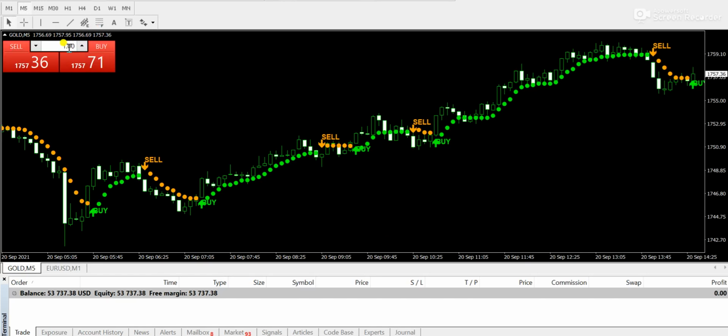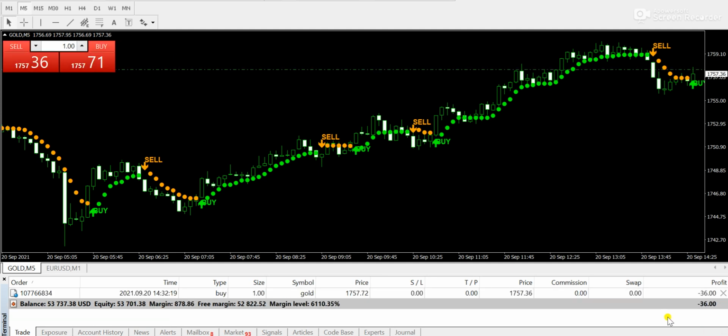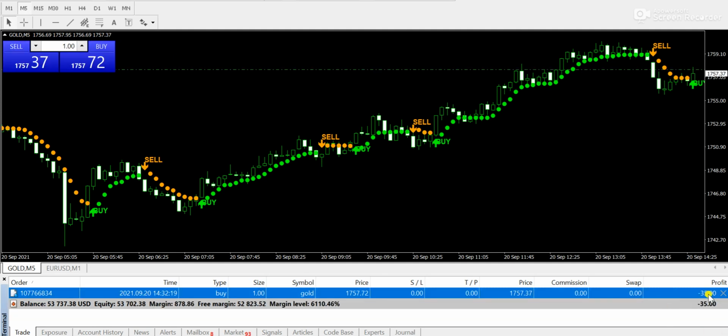So guys, I'm going to take a live trade on gold 5 minute and I'm going to take a buy position here, and you can see it has started with $35 minus. Okay, now we will discuss why I have taken the buy position. First of all, look at the last signal. We have a buy signal on the gold 5 minute chart.